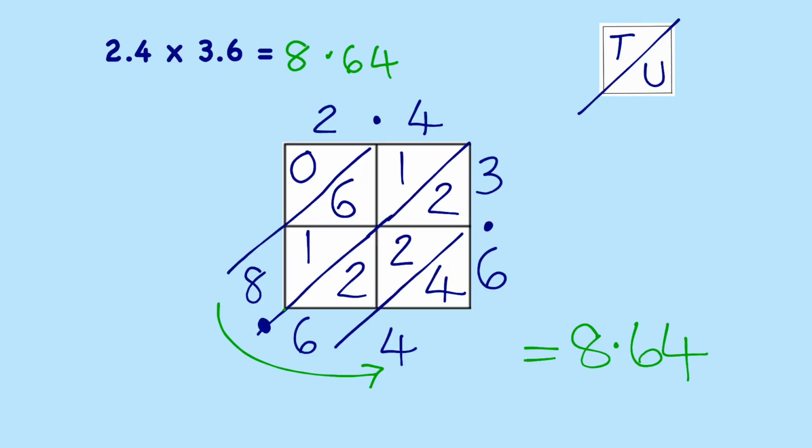Once you get the hang of it, it's a really easy method for multiplying decimals. It's just remembering those diagonal lines and how you write your answers as tens and units in your grid. Let's have a look at another question.